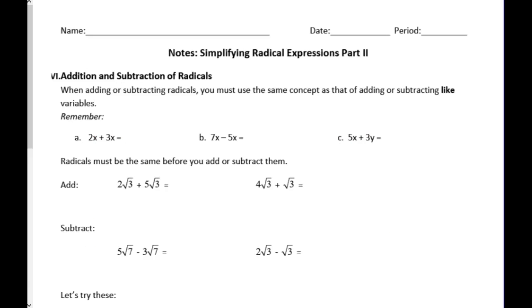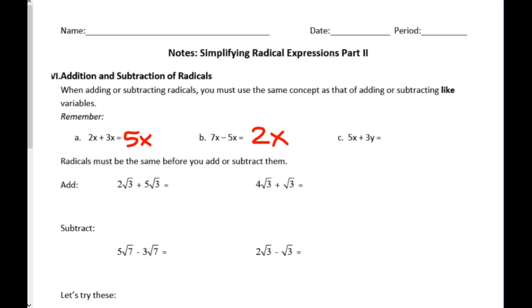So the last page of the notes is adding and subtracting, okay? So let's remember how to add and subtract like terms, okay? So look at addition and subtraction of radicals. Let's skip down here to A, 2x plus 3x. How many x? 5x. Easy, right? Letter B, 7x minus 5x. So you just subtract the coefficient. 7 minus 5 is 2x. Right, subtraction. And then letter C, what's the answer to that?